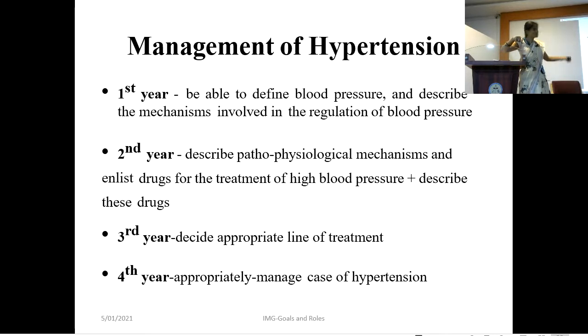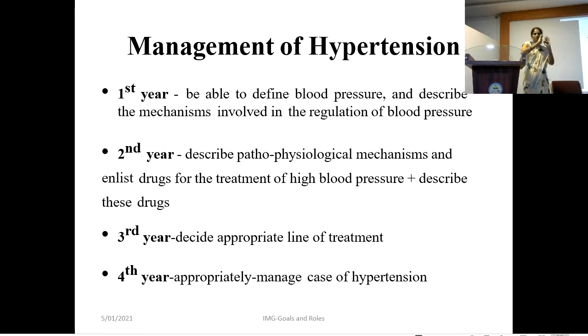Okay, in first year, and at the end of first year, you will be all joining in February. By the end of, I think by July, I don't know when you will be taking the exam, September, I believe, September, October. So by the end of first year, you all should be able to define blood pressure and describe the mechanisms which are involved in regulation of blood pressure.